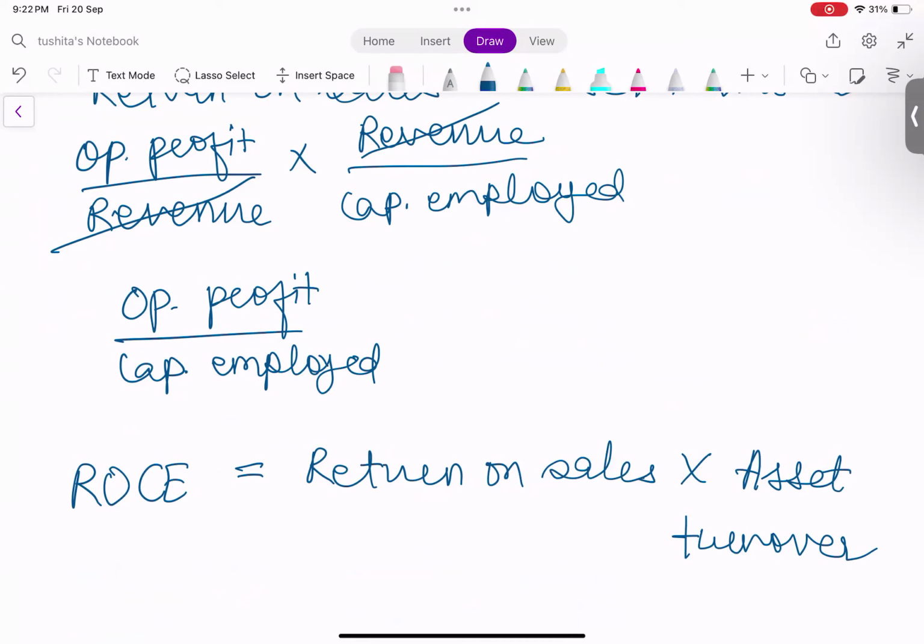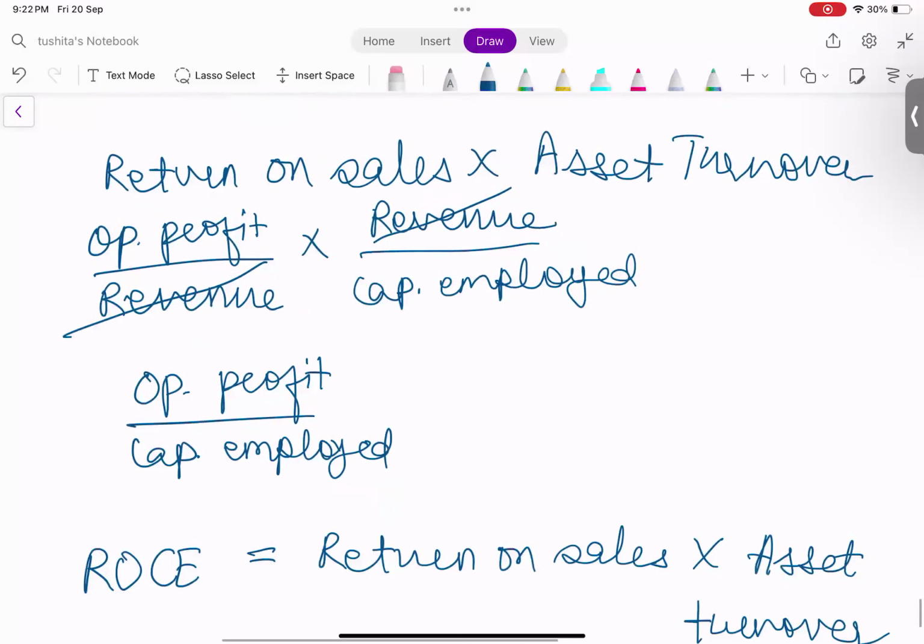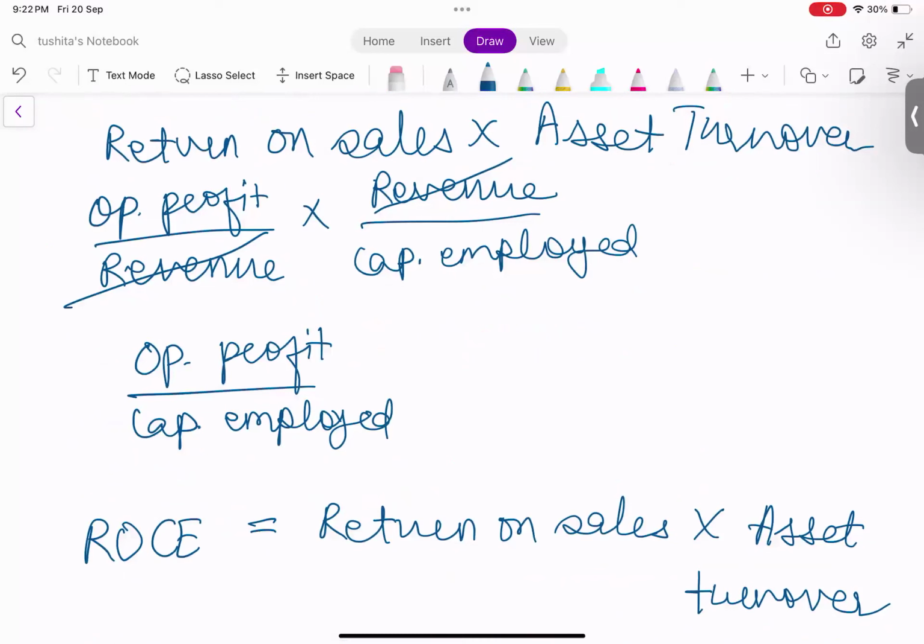Now, what does it mean conceptually? It means the higher your return on sales and your asset turnover, the higher your return on capital employed will be. It's all about generating return. Asset turnover talks about revenue, while return on sales talks about how much profit you've generated compared to your revenue. So ROCE will be better if ROS is good and if asset turnover is good. If either of them falls and the other remains constant, then the overall ROCE is going to fall.